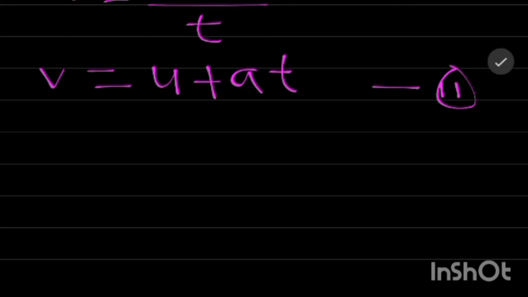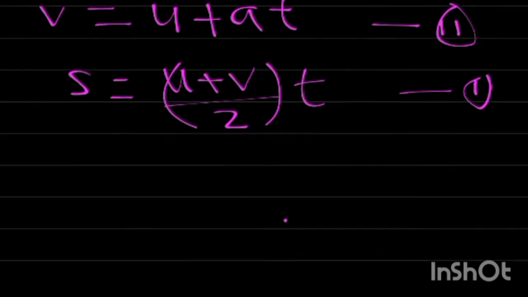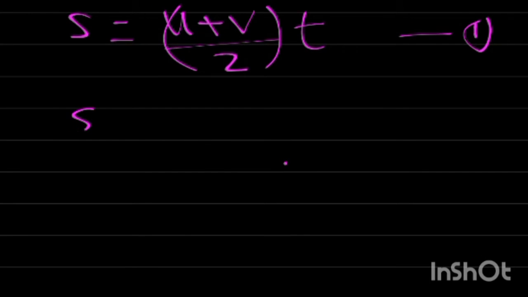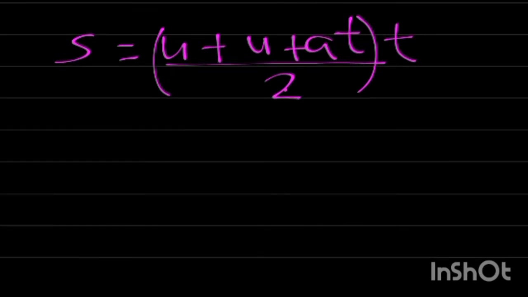Now we are going to do something. We are going to substitute this equation 2 in equation 1. This is my equation 1. Anywhere I see V in equation 1, I will replace it with what? U plus AT. And that's what we are going to do now. So S is equal to U plus, instead of V, I will write U plus AT all over 2 in bracket T. Now let's work on this further.